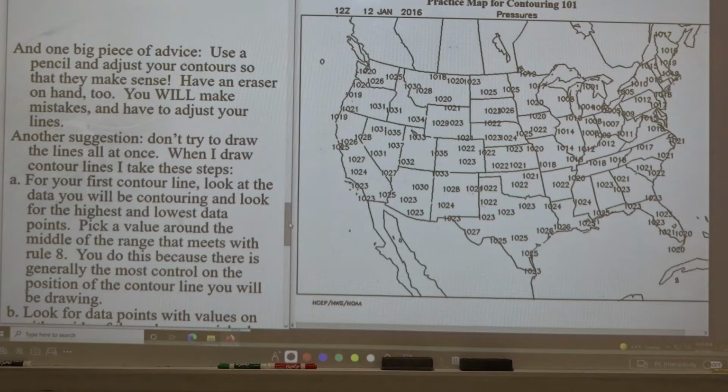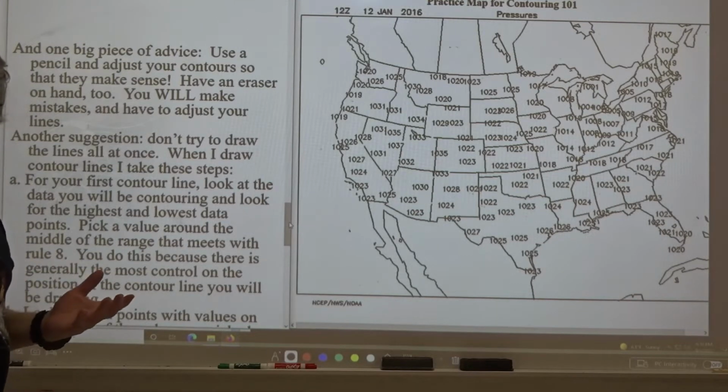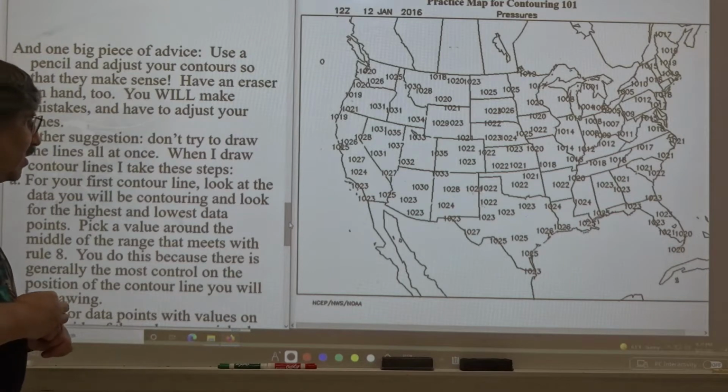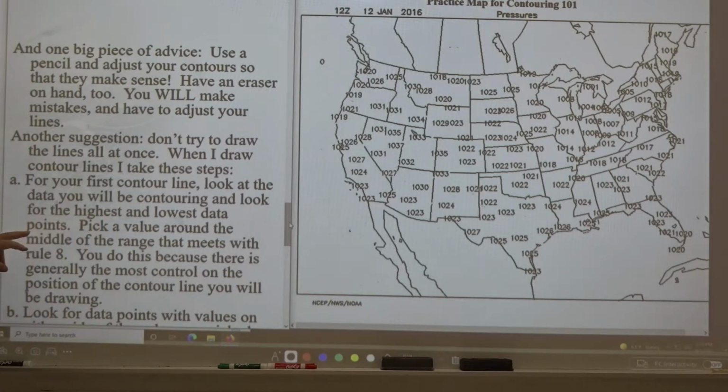So the first thing, for your first contour line, look at the data you'll be contouring and look for the highest and lowest data points. This is different from a lot of instructions that I've seen. A lot of times I have seen instructions that say look for either the highest or lowest data point and start with that to get your first contour. The problem with doing it that way is that if you start with the highest or lowest data point, you're only going to have one data point, and you're going to have very little control on what your contour line looks like. So instead, look for the highest and lowest, and then for your first contour, pick something that's about halfway in between.